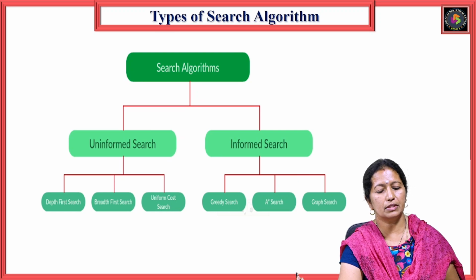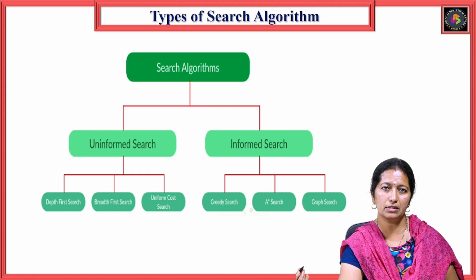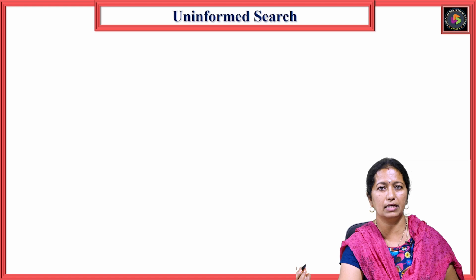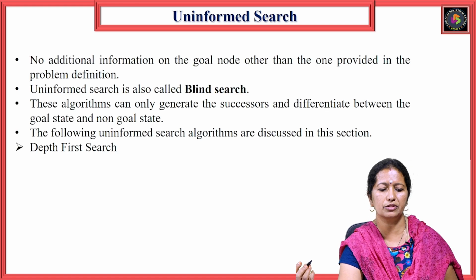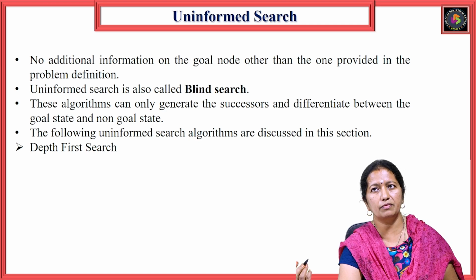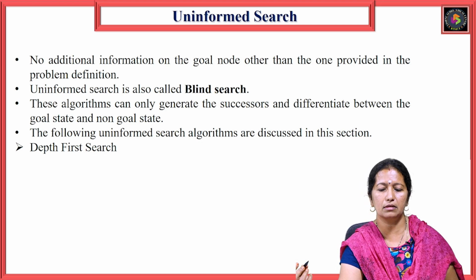Coming to the types of search algorithm, we have two types of search technique. One is informed search, the other one is uninformed search. Uninformed search, we also call it blind search. In informed search, we have greedy search method, A* search, and different search techniques. Both informed and uninformed have many methodologies. When we speak about uninformed search, no additional information or goal node has been provided, and as the word itself says, uninformed, it is a blind search.